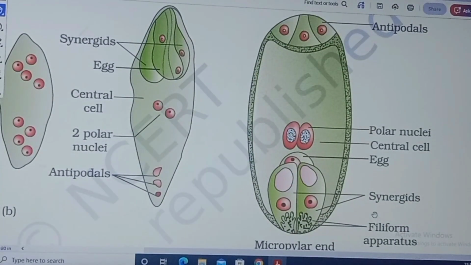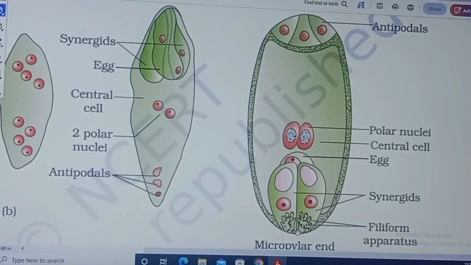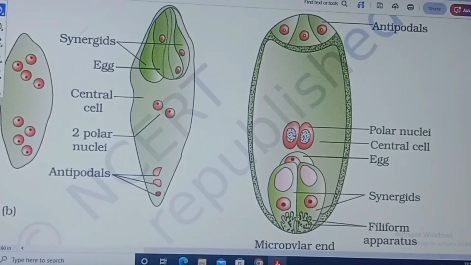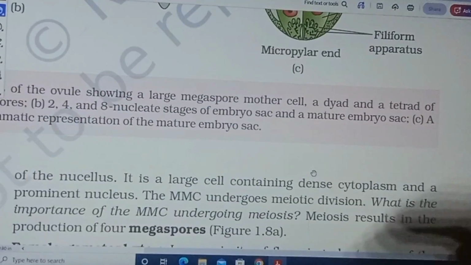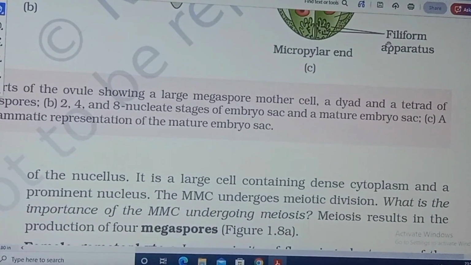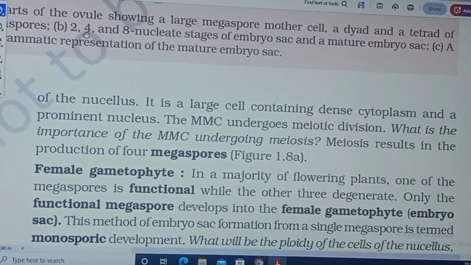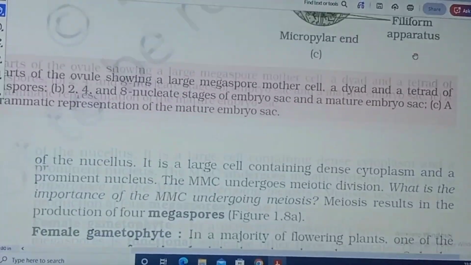This is the diagram, and they will ask it in the second PU examination. You have to write this diagram. This is the antipodals, and then the polar nuclei, and then the central cell, synergids, and these are the filiform apparatus that will guide the pollen grains into the ovule. I will explain the filiform apparatus in the next paragraphs. It is given in the NCERT in the 2, 4, 8 nucleate stage of the embryo sac or mature embryo sac. This is the mature embryo sac.